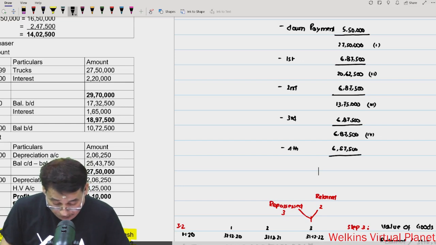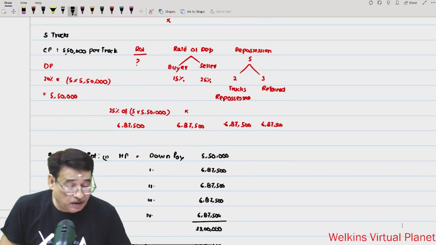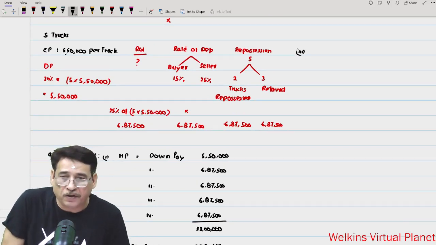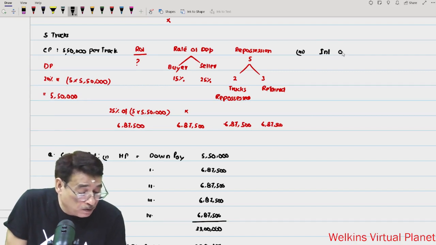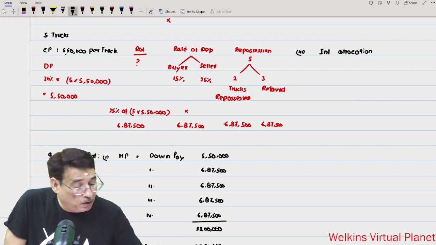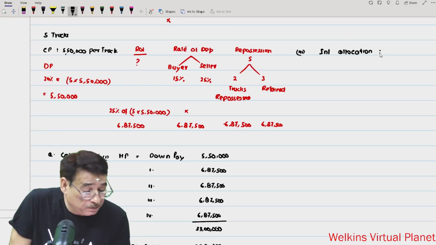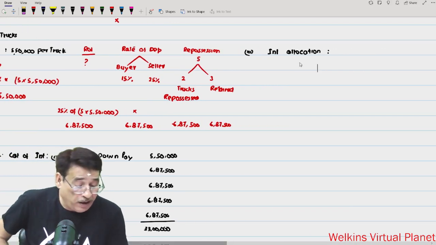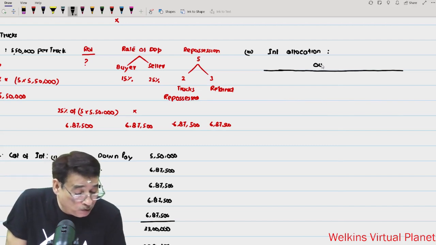Once you have determined the amount of interest, the next thing you are supposed to do is write these balances. Now I will write these balances. Second step B was calculation of interest. Under calculation of interest, first of all, we determined the interest, then we found out the balances. And now I will write here interest allocation. In order to allocate the interest, what I will do, I will write the outstanding balances.